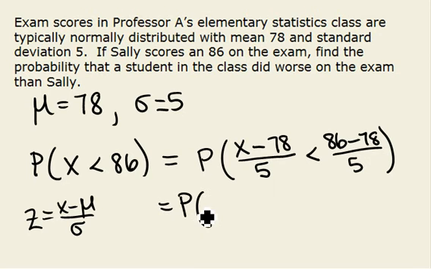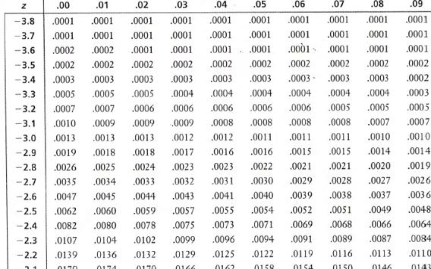So x minus 78 over 5 is just x minus mu over sigma, which is a z. And then this other value will give us a number. If you compute the number, 86 minus 78 over 5, you will get a 1.6. So we want the probability that we would get a z, which is now a standard normal, less than 1.6. And this we can go and look in our table for.